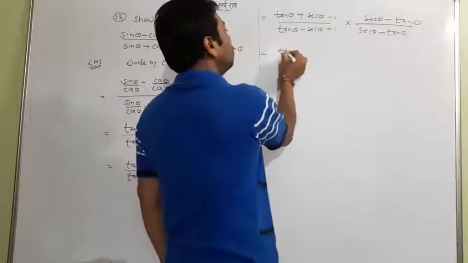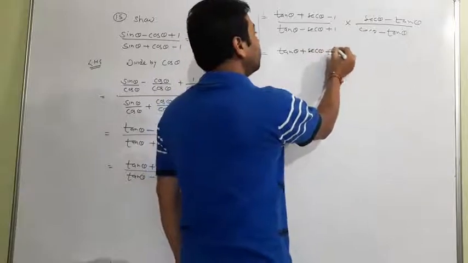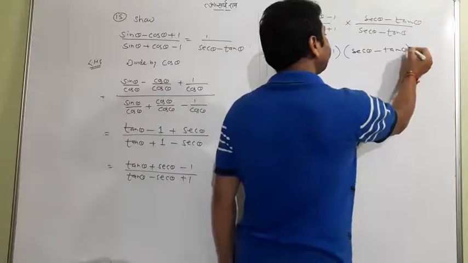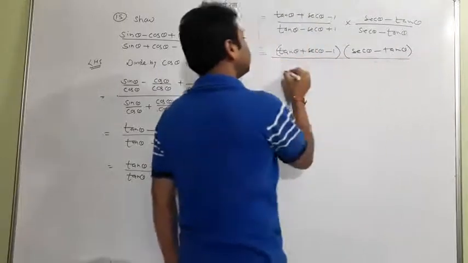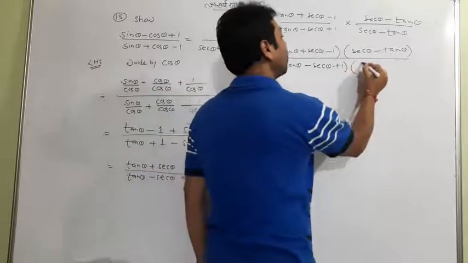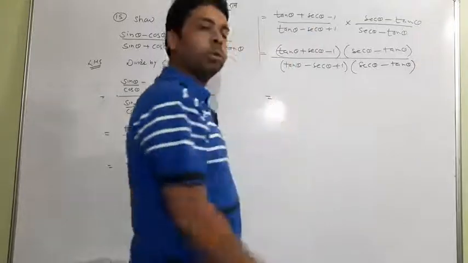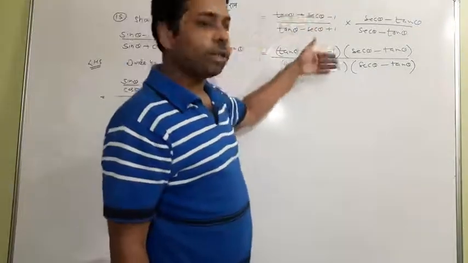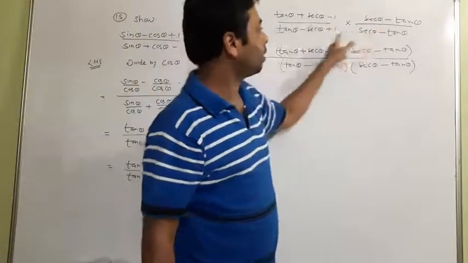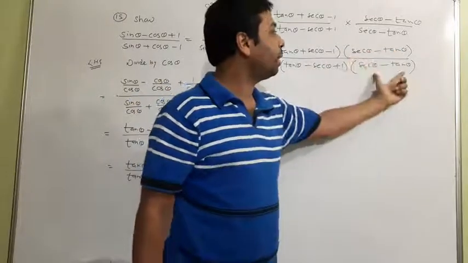Now what will I do? Tan theta plus sec theta minus 1 will multiply with sec theta minus tan theta, and tan theta minus sec theta plus 1 will multiply with sec theta minus tan theta. Very interesting now. I have written it only as it is, just by showing this into this and this into this. Now I will multiply these two terms, but I will not multiply these two terms.